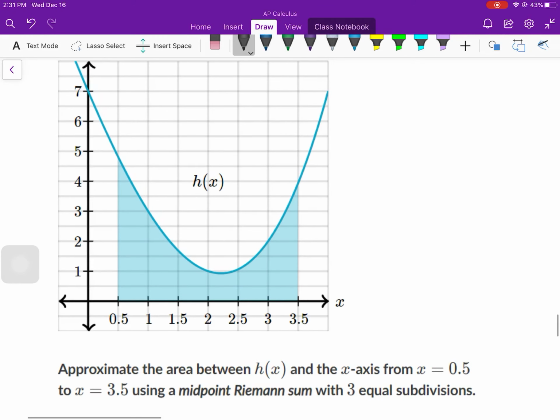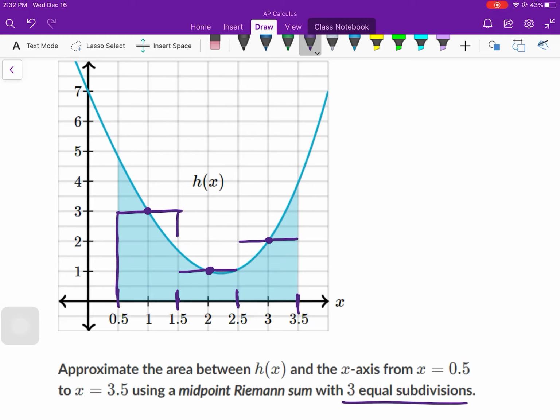So the way midpoint works is we're going to do 3 equal subdivisions. So this will be our first subdivision. That's our first base. This is our second and third. So we have 1, 2, 3 rectangles. And we're going to actually use the middle y value. So those are going to be our heights. We're using the middle. So notice I broke the x, the domain there, into 3 equal pieces. But what are we using for the y value? We're using the middle, and that's why it's called the midpoint.